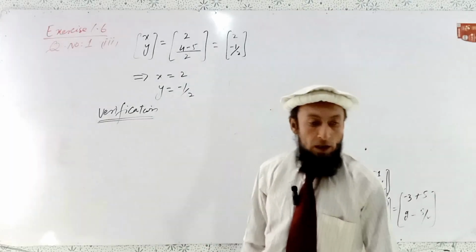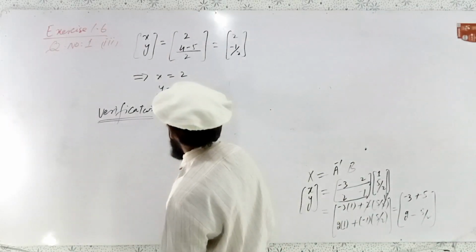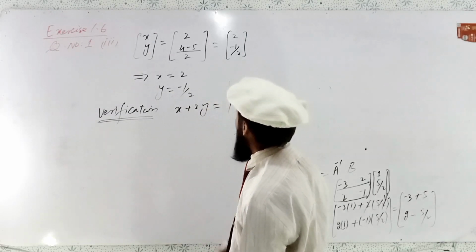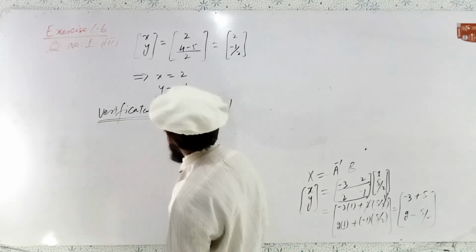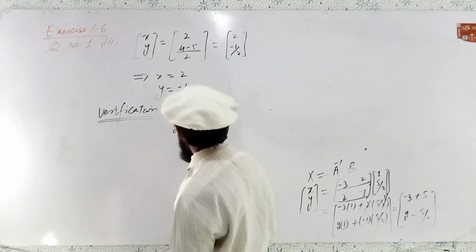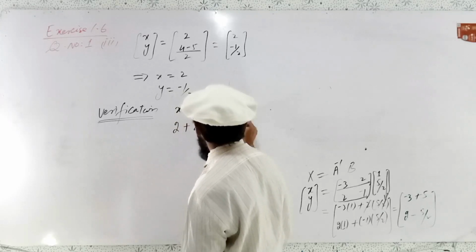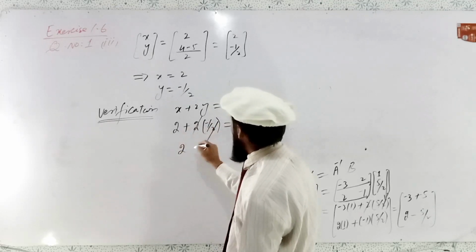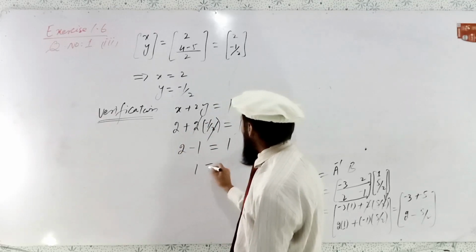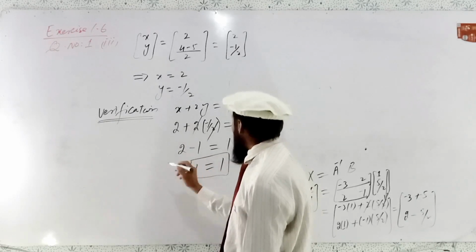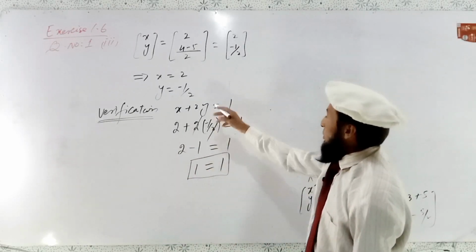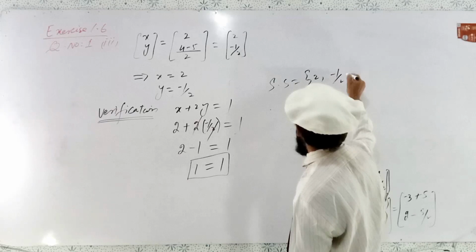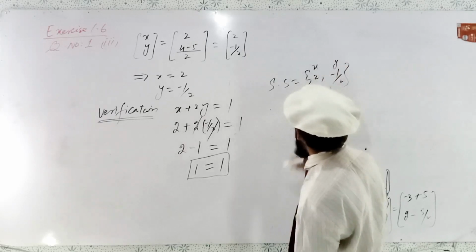So we know that x plus 2y is equal to 1. We put the values in equation number one: in the place of x we put 2, and 2 into minus 1 by 2, so is equal to 1. So this will be cancelled, 2 and 2 plus minus 1, so we get here minus 1 and 1 is equal to 1. It means that our solution is correct. So the solution set is 2 and minus 1 over 2. This is the value of x and y.